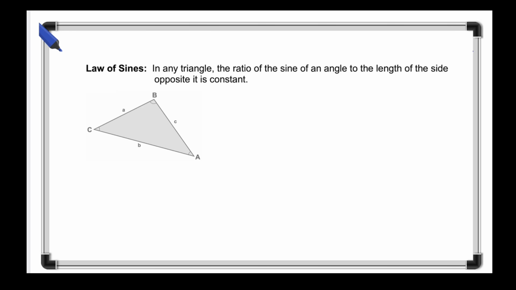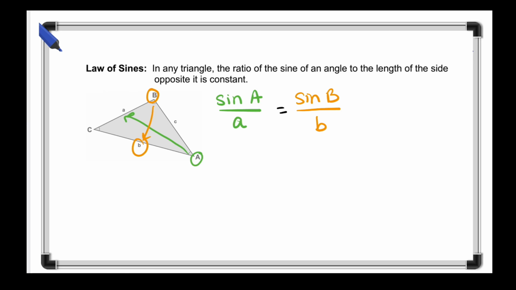Now, the law of sines is that in any triangle, the ratio of the sine of the angle to the length of the side opposite is constant. So that means if I'm looking, let's say, at angle A, the sine of angle A over the side that's opposite of it, which is little a, is also going to be equal to the sine of angle B over the side opposite, which is little b or side B. And then you also have the sine of angle C over the side that's opposite, which is little c.